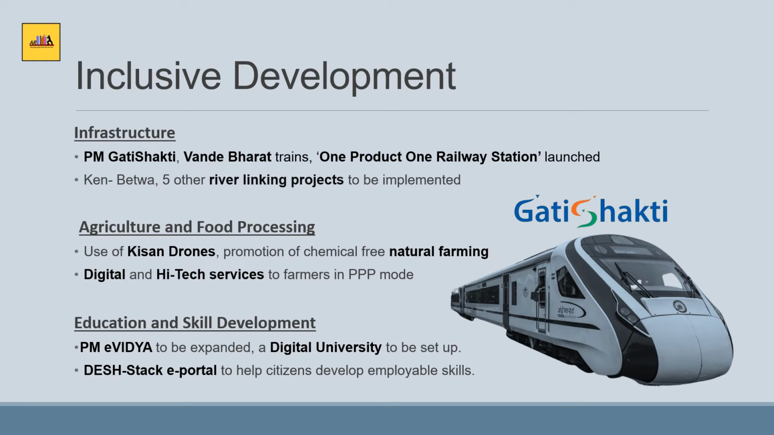As far as the education and skill development sectors are concerned, the budget has announced that the One Class, One TV channel program of the PM E-Vidya will be expanded from 12 to 200 TV channels. Virtual labs and skilling e-labs will be set up. A digital university has also been proposed. The digital ecosystem for skilling and livelihood, that is the Desh Stack e-portal, will be launched to skill youth.